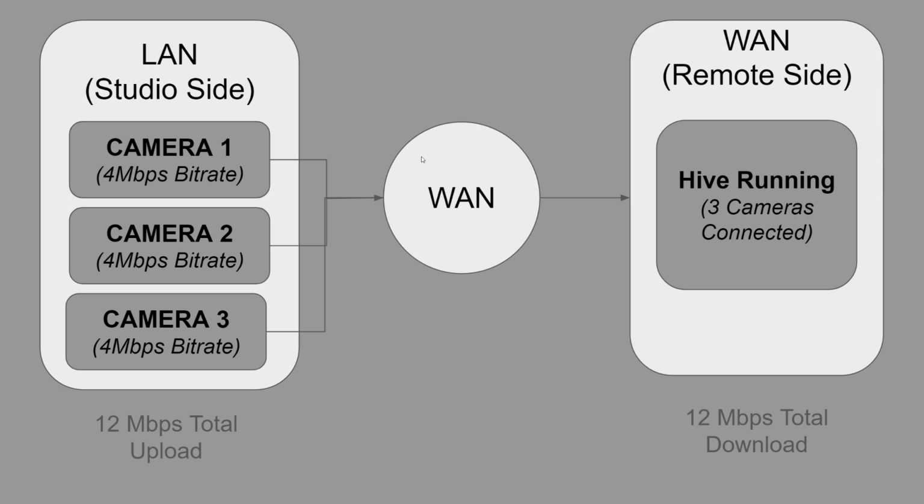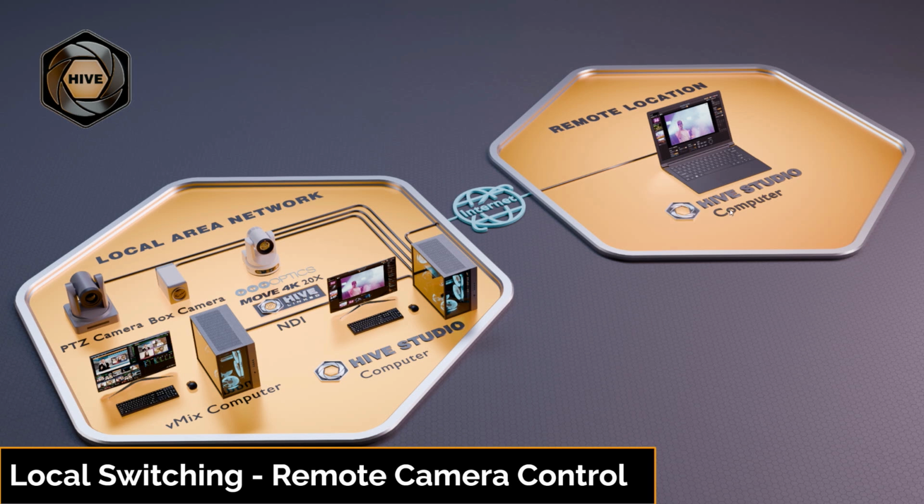Here's a little bit of an example. Let's say we have a local area network in our studio. This is very similar to what I have in my studio here. We have a camera, another camera, and another camera. Three cameras, each set at 4 megabits per second, or 4,000 kilobits. That would give us a total of 12 megabits of upload, uploading to the wide area network, the public internet, via our internet service provider's connection to the cloud. Then on the remote side, we are downloading those 12 megabits per second of data to the Hive running in the remote location. So that's the difference between upload speeds and download speeds.